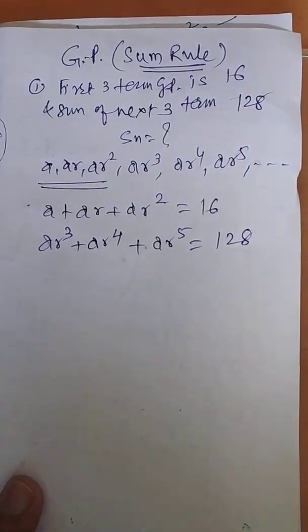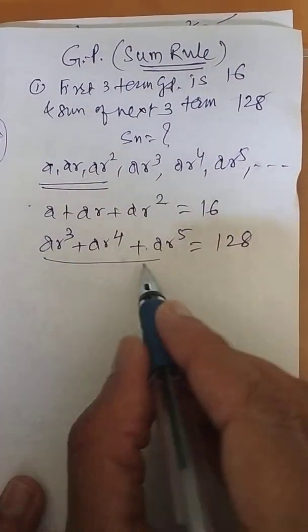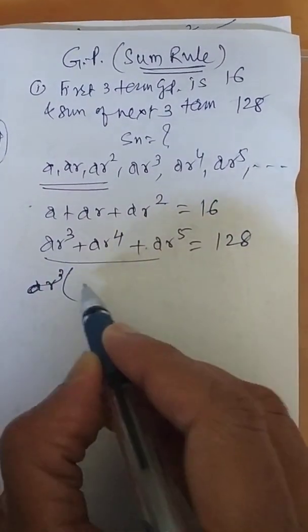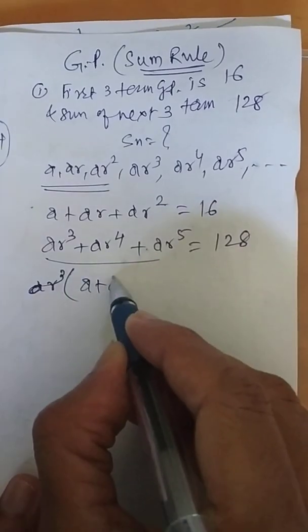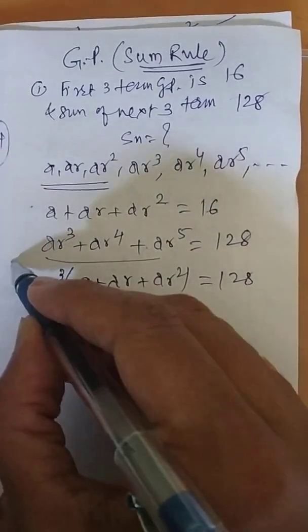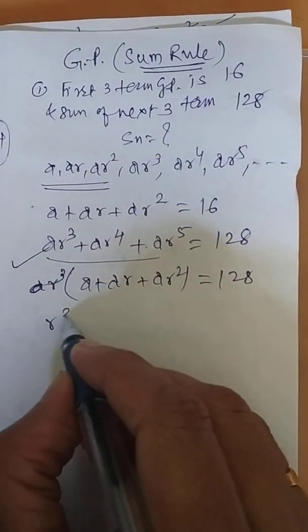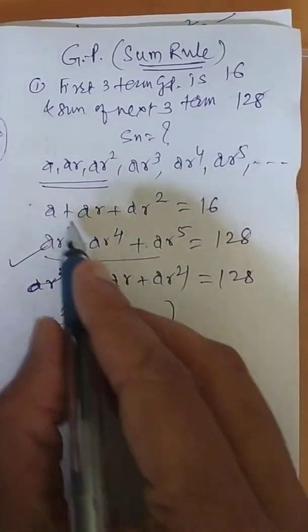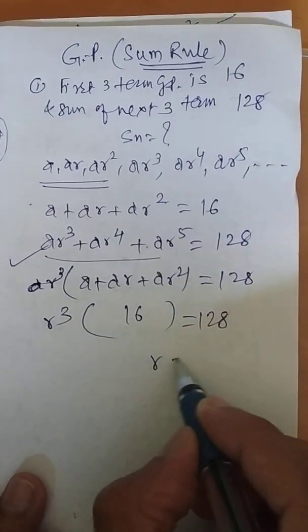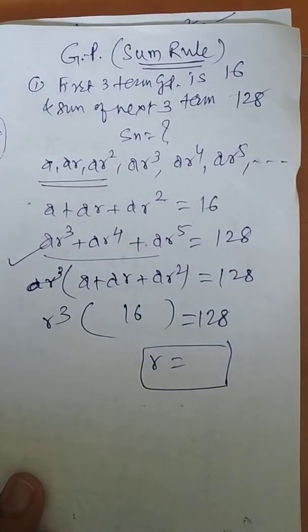You have to simplify this. What is the best approach? You can take r cube out common from this expression, so it will be r cube times (a plus ar plus ar square) equal to 128. From here, r cube is taken common, and what was the intention? This value is 16, so r cube times 16 will be equal to 128. Simplify and get the value of r.